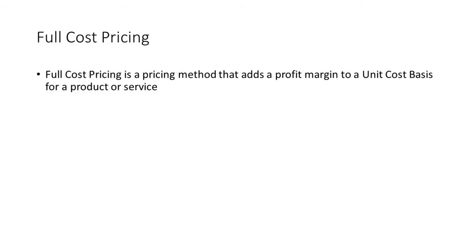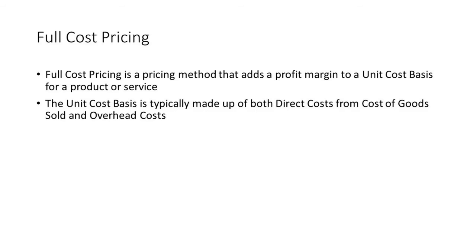Full cost pricing is a pricing method that adds a profit margin to a unit cost basis for a particular product or service that we're selling. The unit cost basis is typically made up of both direct costs, like direct labor, raw materials, supplies, etc., from the cost of goods sold portion of our profit and loss statement, and also from the overhead cost portion of our profit and loss statement.